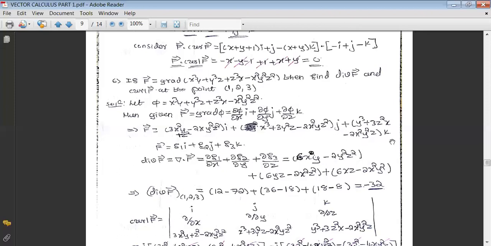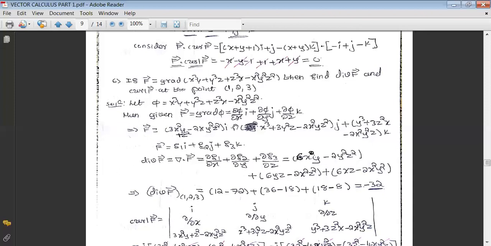Now this is of the form f1 i plus f2 j plus f3 k. Now we have to find the divergence of f bar. If the components of f are f1, f2, f3, it is given by partial derivative of f1 with respect to x plus partial derivative of f2 with respect to y plus partial derivative of f3 with respect to z.